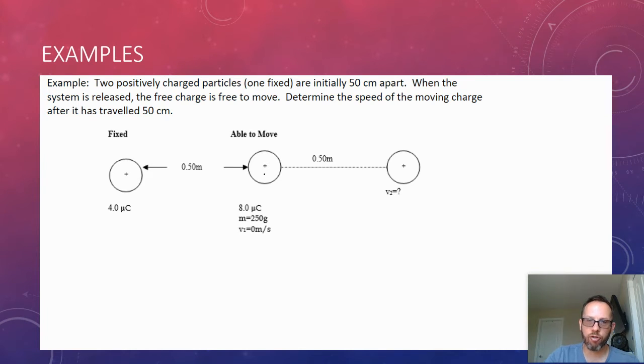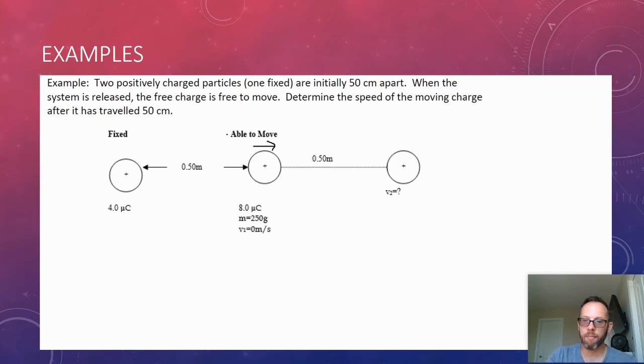But we have a second charge here that has a charge of 8 microcoulombs, and this one is free to move. So if you can imagine, once the system is released, this one is going to move to the right. This one here is going to stay fixed. He's going to stay there. So again, in these problems, when you see fixed, that's what it means. Only this one here is free to move. In this diagram, these arrows are just indicating the distance between them initially is 0.5 meters.